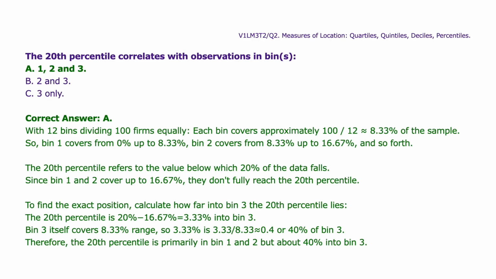The lowest 20% spans all of bin 1, 0 to 8.33%, all of bin 2, 8.33% to 16.67%, part of bin 3, 16.67% to 20%. Since observations comprising the lowest 20% are distributed across bins 1, 2, and 3, the answer is A.